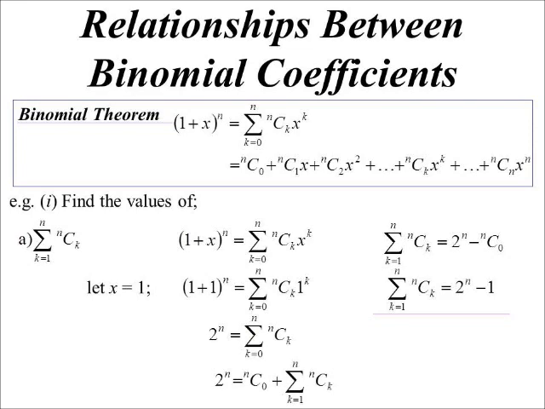It does bring up another interesting relationship there. This line here, 2 to the power of n is equal to the sum of k equals 0 to n of nCk. It's basically saying any row in Pascal's triangle, so all the binomial coefficients, will always add up to be 2 to the power of n. That can sometimes be a handy thing to remember as well.